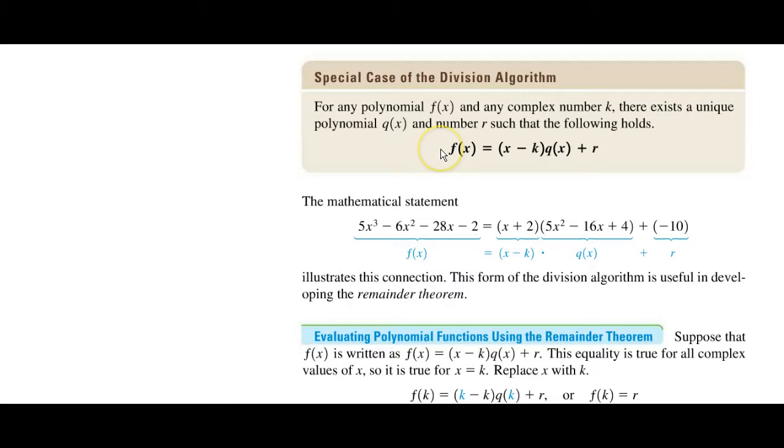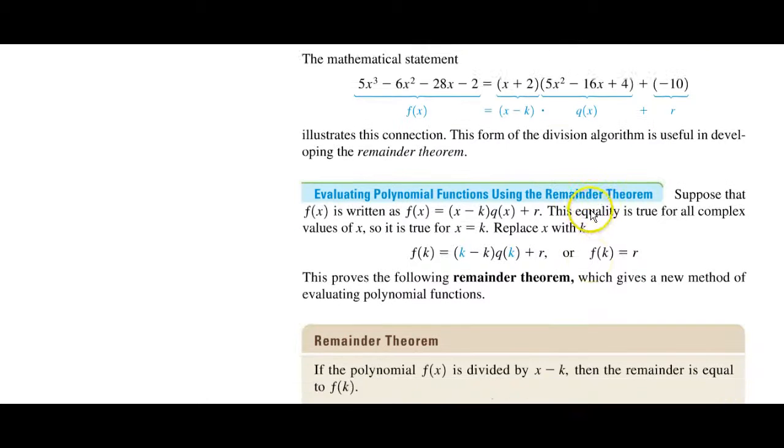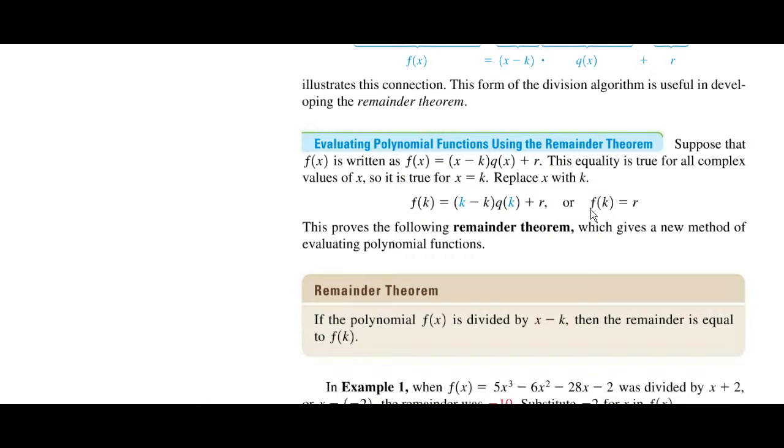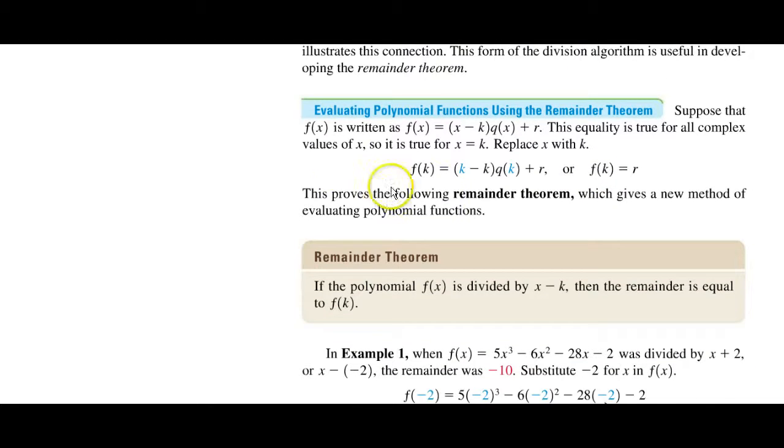Again, the textbook's a little wordy here. And that's fine, because they get paid to do this, but we want to try to make it a little easier for you. So what we're saying is if you take your binomial, multiply it by your answer, and then add your remainder, you get your original. So they're defining these parts here. And this leads us to a special theorem that we're going to introduce, and that's called evaluating polynomial functions using the remainder theorem.